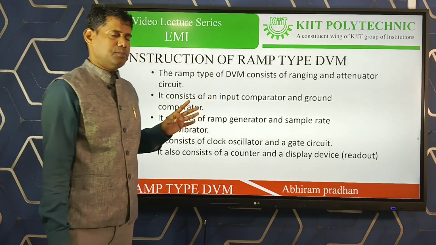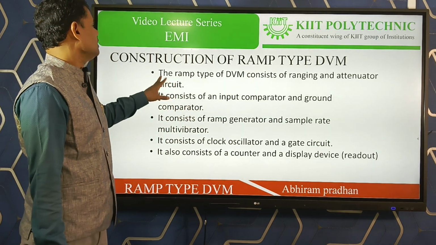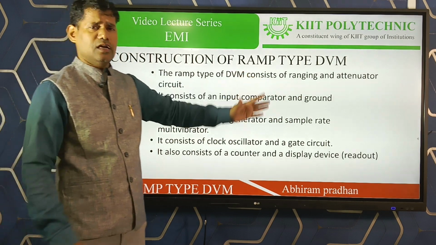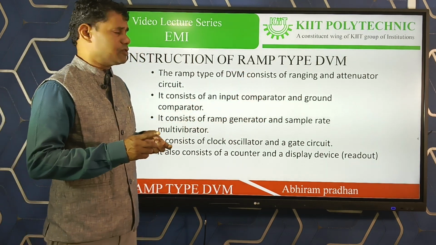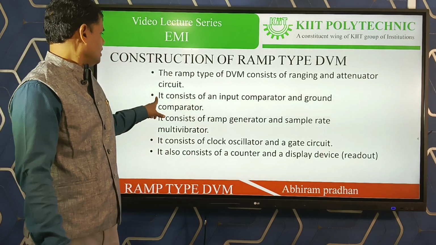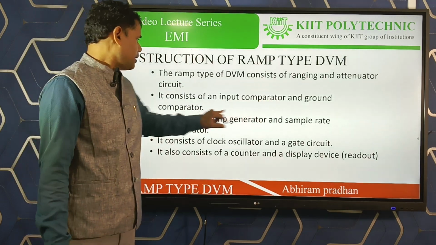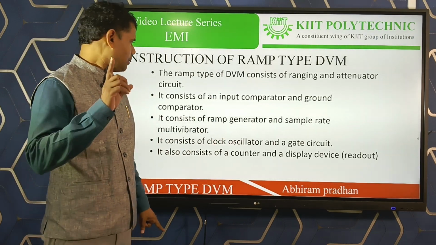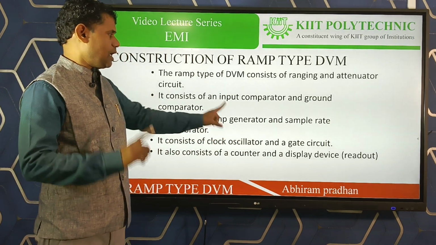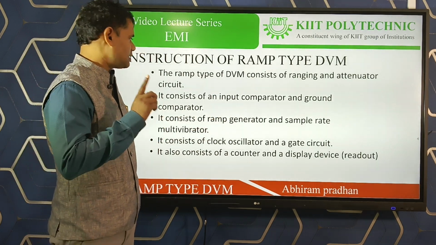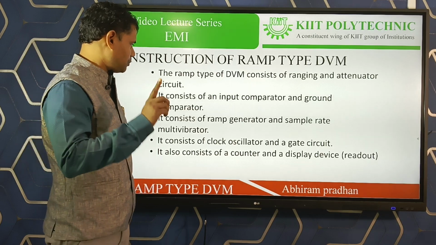Then construction के बारे में अगर if you go for that, RAMP type DVM consists of a ranging and attenuator circuit. Ranging circuit का उसका काम different है. Attenuator circuit generally attenuates, that means decreases the signal. It consists of an input comparator and a ground comparator, which we have discussed. Then it consists of a ramp generator and a ramp sample rate multivibrator. Ramp generator generates the ramp signal, and sample rate multivibrator initiates the ramp generator.